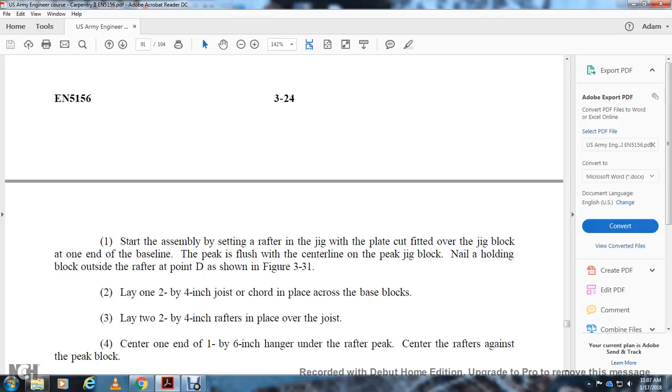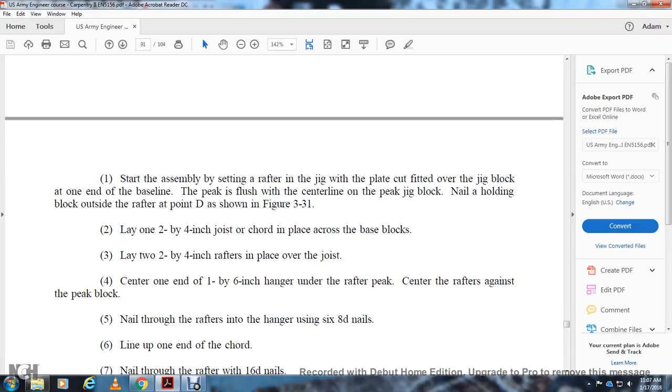Lay one of the 2x4 joists with the cords in place across the base blocks. Lay 2x4 rafters in place over the joist. Center one end of the 1x6 hangers over the rafter peak. Center the rafters against the peak block.